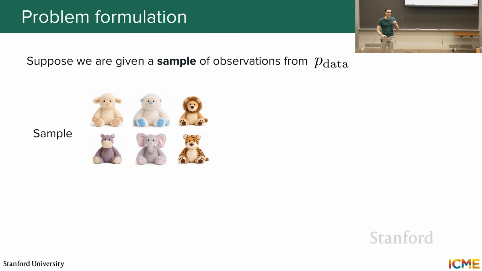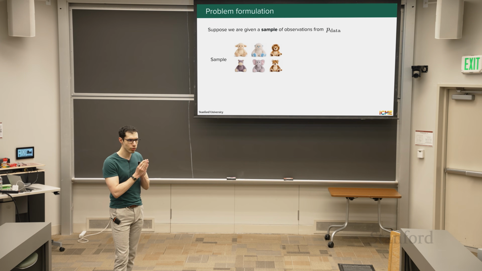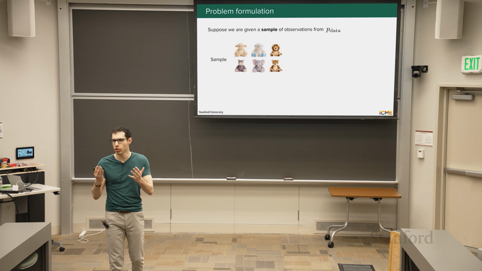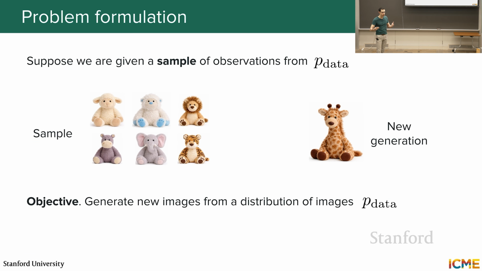Cool. So speaking of data distribution, let's suppose we have a set of images. A long-running example will be teddy bears. So let's say we have a collection of teddy bears as training images. Our goal is to understand a way to sample an observation from that data distribution that is new. So what we want to do is to be able to generate an image that is in that data distribution. So here, for instance, a giraffe.